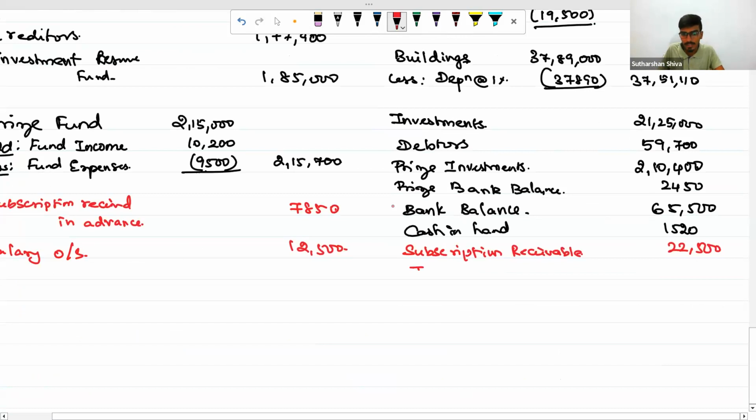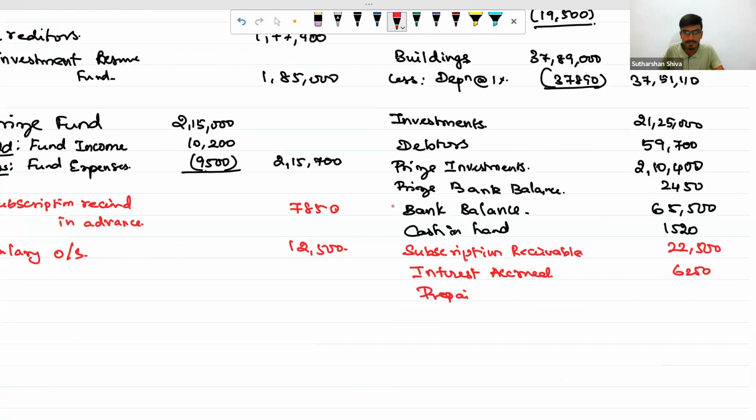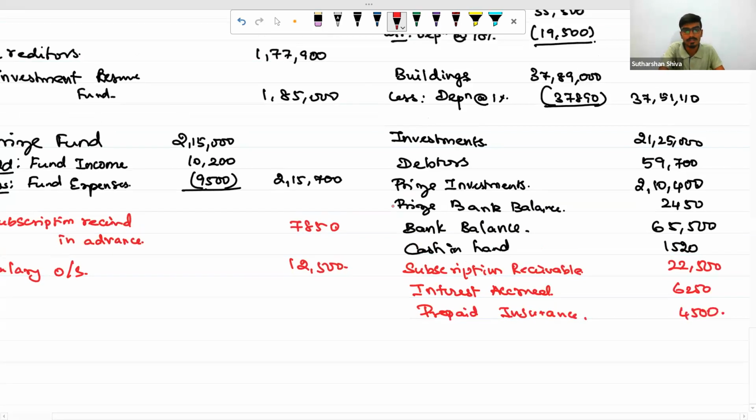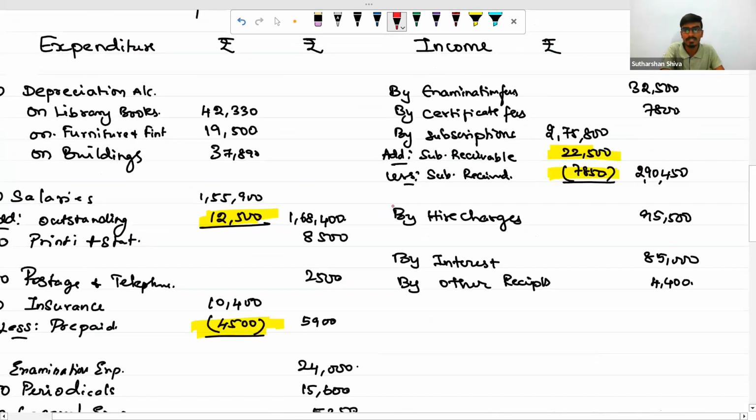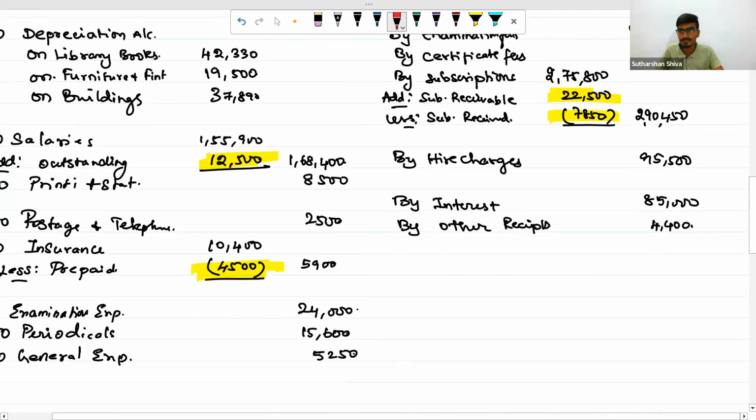This is another most important adjustment which needs to be taken care of. Interest accrued, that is 6,250. Prepaid insurance will be 4,500. Okay, this 4,500 you have done. Now calculate which side of the income is higher. Now do the balancing. Which side will be higher?